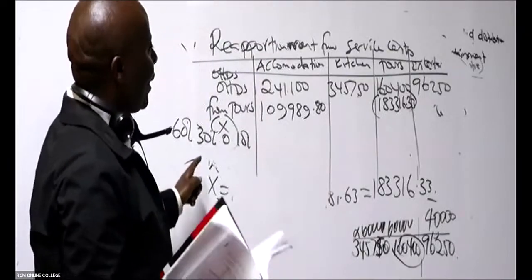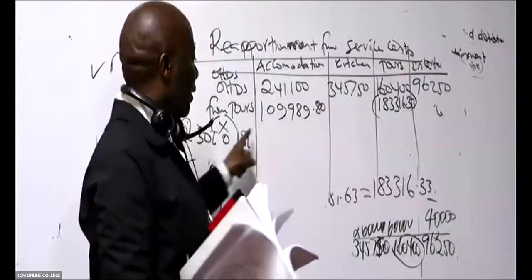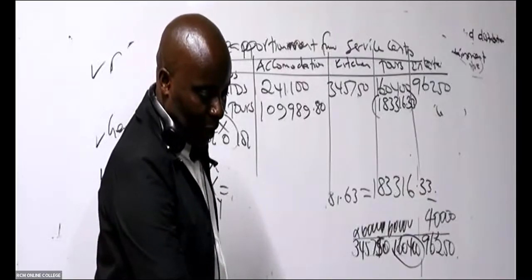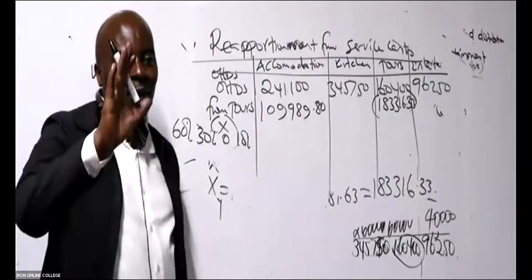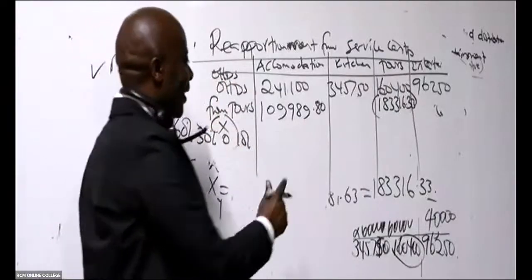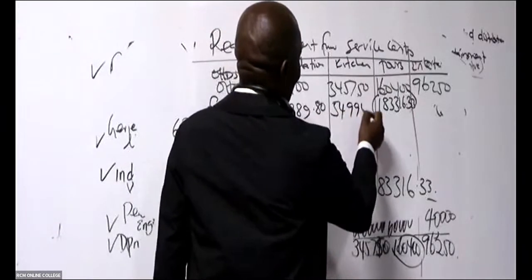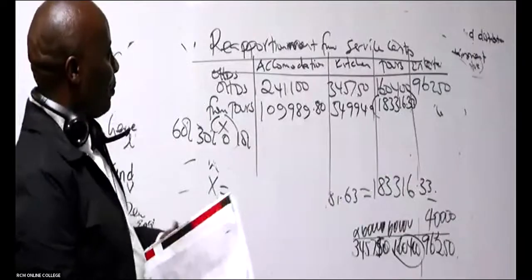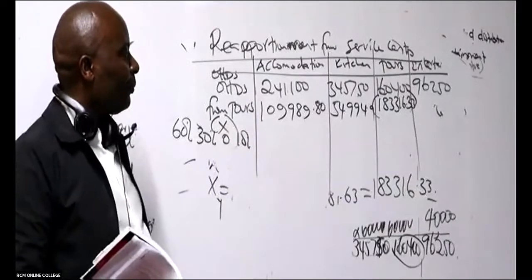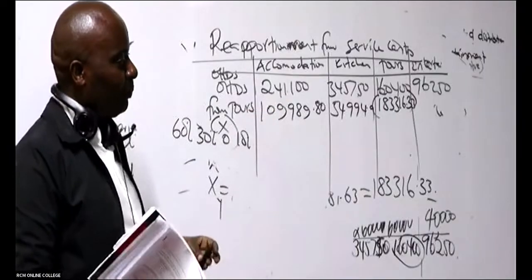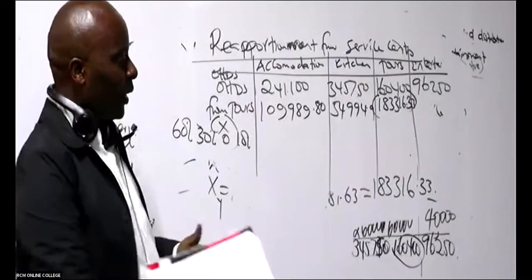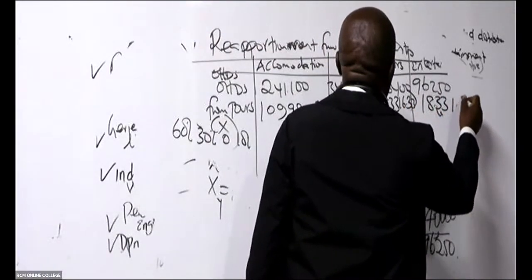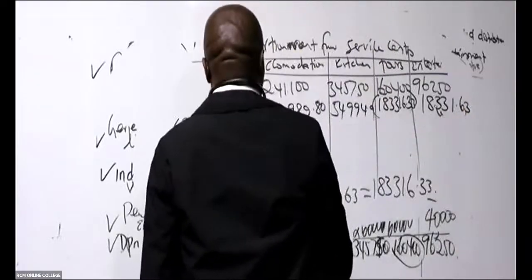And then we have 30% of this figure. How much are we getting? 54,994.9. Then lastly, we have the last department, which will be 10% of this figure. 10% of our 183, I mean. 18,331.63. All right. So is that everything?